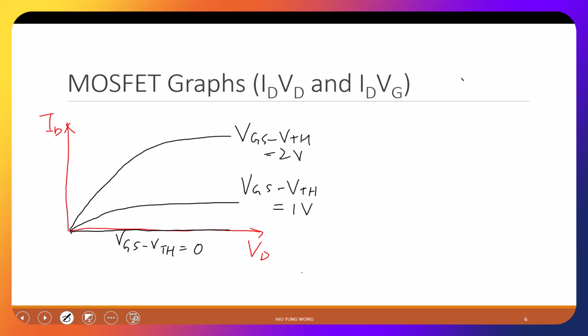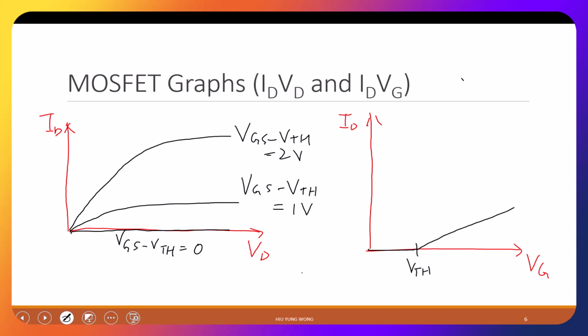We will keep seeing this curve in the future, so we need to practice. Another type of curve is called the ID, and naturally you will say VG. What if I plot it as a function of VG? What should I expect? I will expect something like this. Make sense or no? Why? What is this point? VTH. Very good, thank you, because you just turn it on.